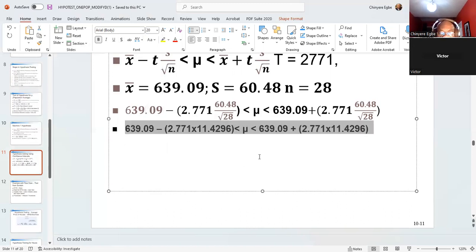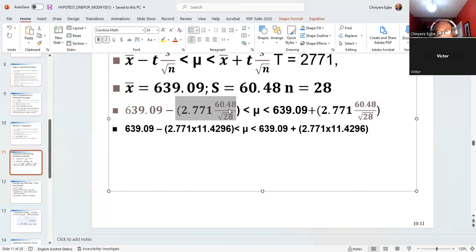All right, so the calculated Z is 31.67, and you plus and minus 31.67 to it. Okay, do you see the formula I'm putting up on the screen? I calculated this first. Yes. So when you multiply that 2.771 times 11.4296, I got 31.67. That's correct.